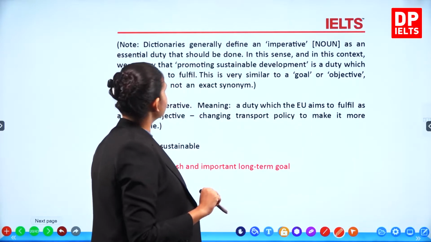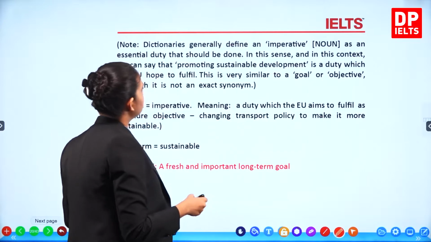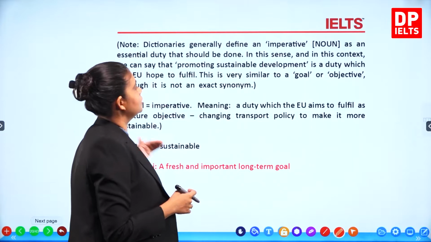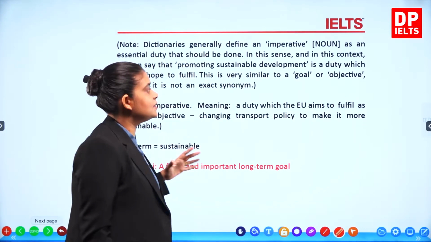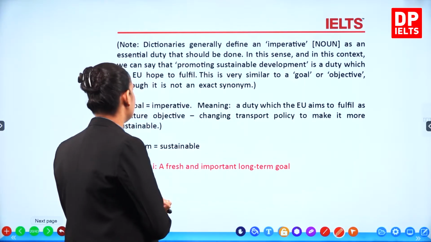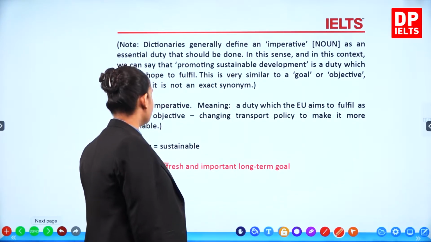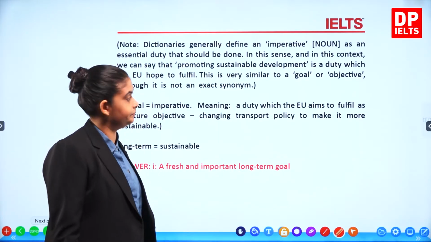So here, why is it number 1? So imperative, I want you to have a look at it. Dictionaries generally define imperative as a noun, as an essential duty that should be done. In this context, we can say that promoting sustainable development is a duty which the EU hopes to fulfill. So this is very similar to a goal or an objective, although it is not an exact synonym. Okay. So here, a fresh and important long-term goal, that is why we would choose number 1.